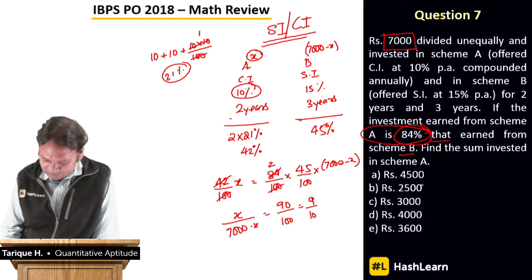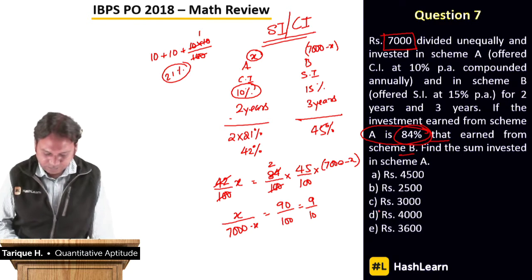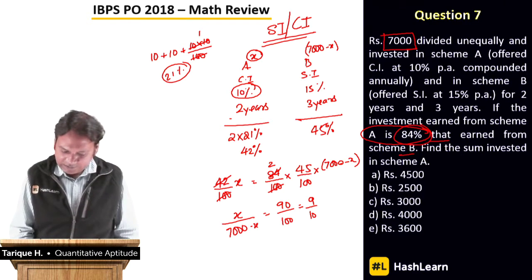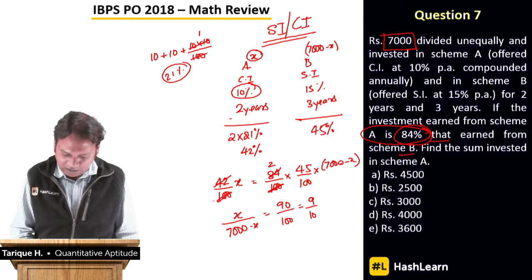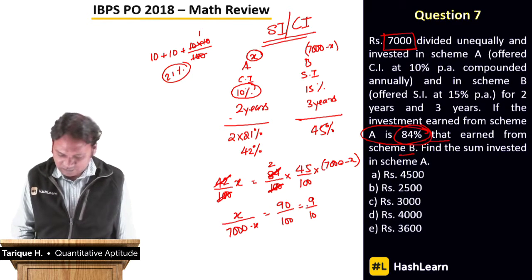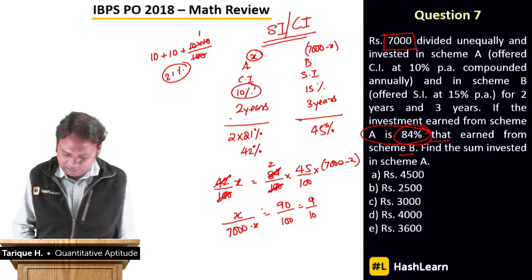one second, let me just see and try to work it out. 3,600 would give me how much? 42% we have earned in this scheme, that is X, and 84% from scheme B. So that's 42, 100 cancelled, and 42 into 2 is 84, and that's 45 by 100. So 2 into 45 is 90 by 100. So yeah, this looks perfectly right, no? That is 9 by 10.